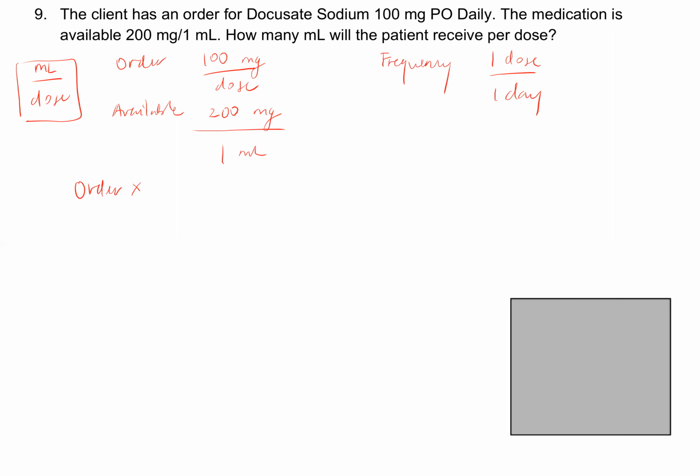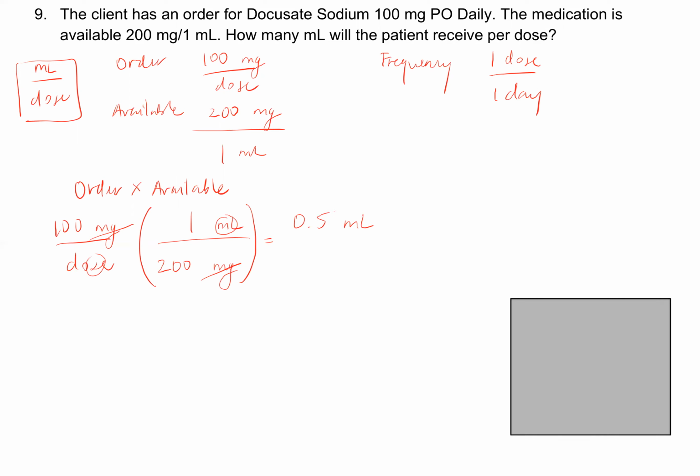Following our equation, you have 100 milligrams per dose, and our final units we're looking for is mLs per dose. So we want to go ahead and cancel the units of milligrams so that you have mLs per dose. Filling in our numbers, you have 0.5 mLs per dose as your final answer.